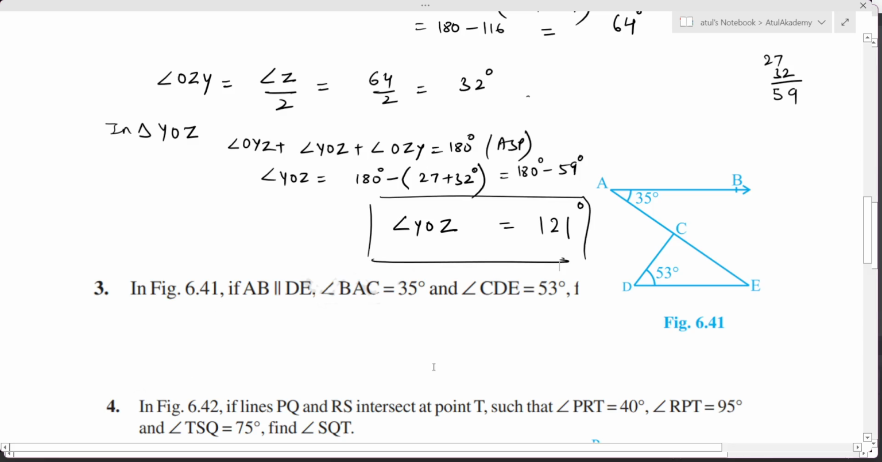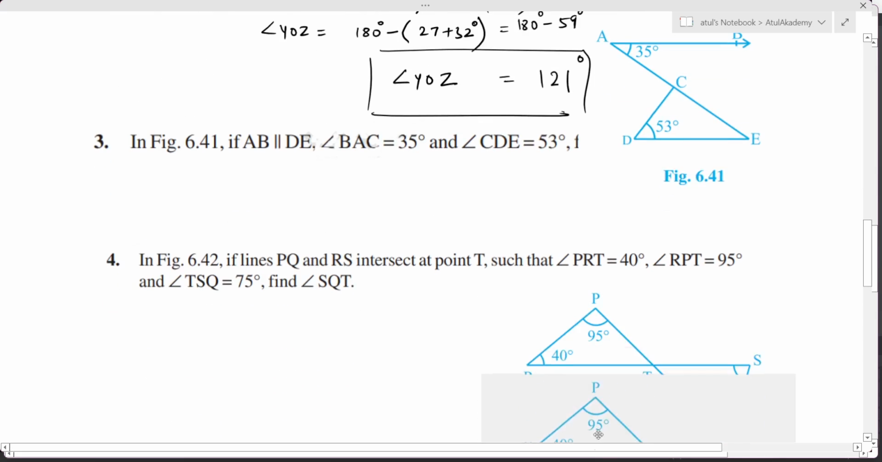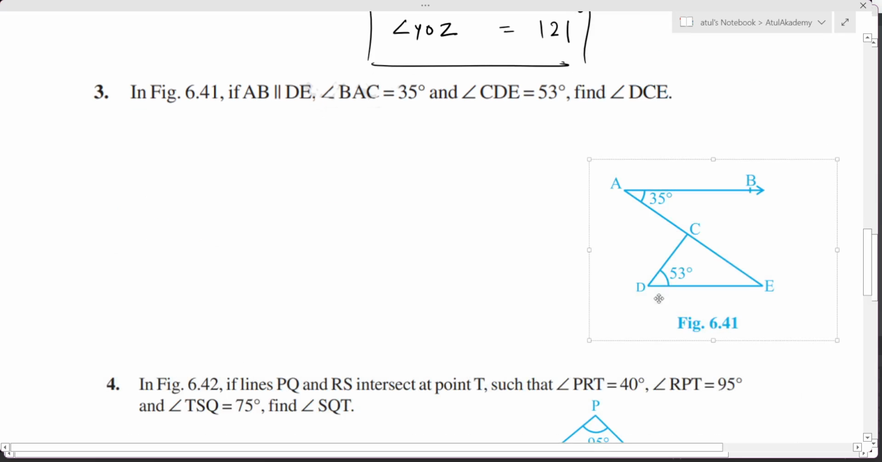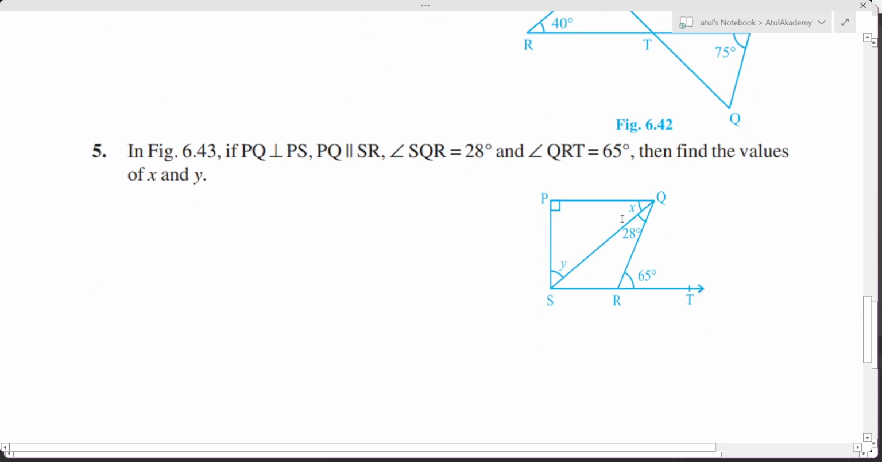I hope this is clear to you all. Fine, students. Let's move to the next question now. I'll just keep more space for all the questions because they need a lot more space.